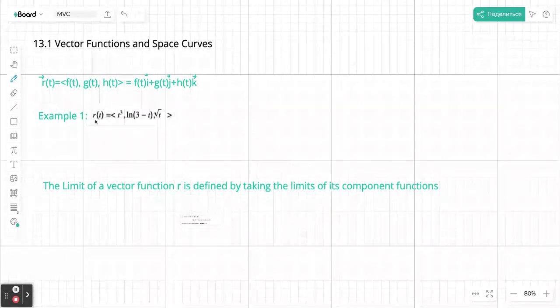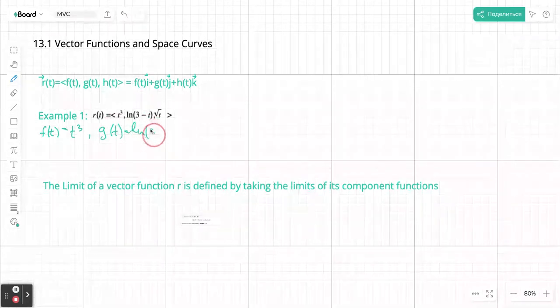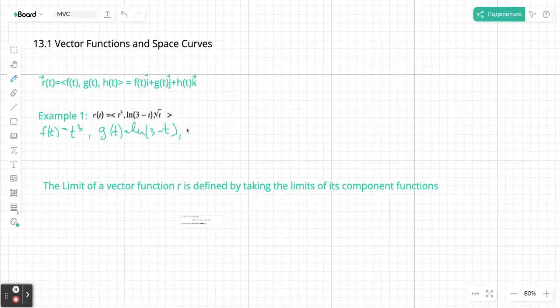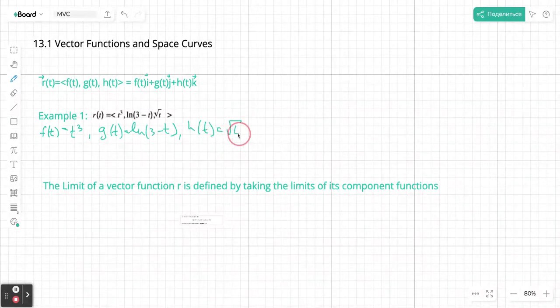So for example, if I have our vector function r of t is t cubed, ln of 3 minus t, square root of t, then the components are: f of t is t cubed, then g of t is ln of 3 minus t, and h of t is the square root of t.